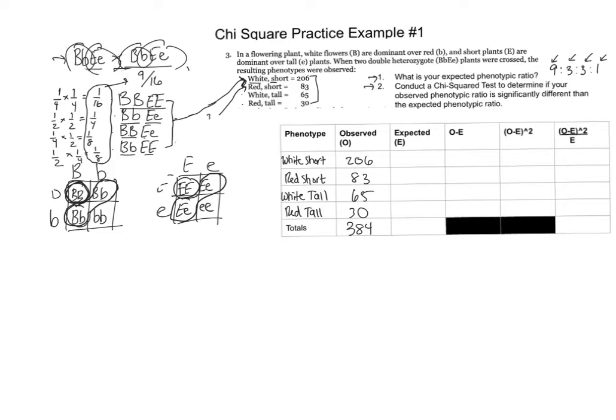If you do this for the red and short option, you're going to get 3/16. The white and tall, you're going to get 3/16. And for the red and tall, you're going to get 1/16. And so that's where you get this 9/3/3/1. Okay, so with that in mind, we can actually now calculate our expected values, right?